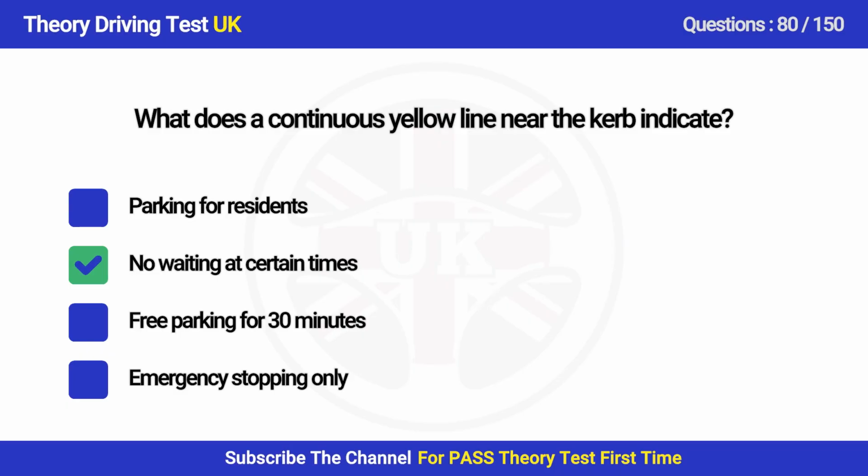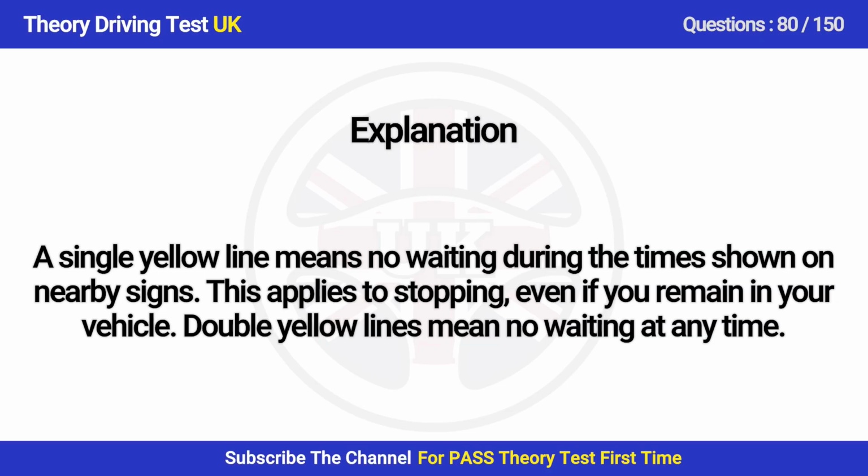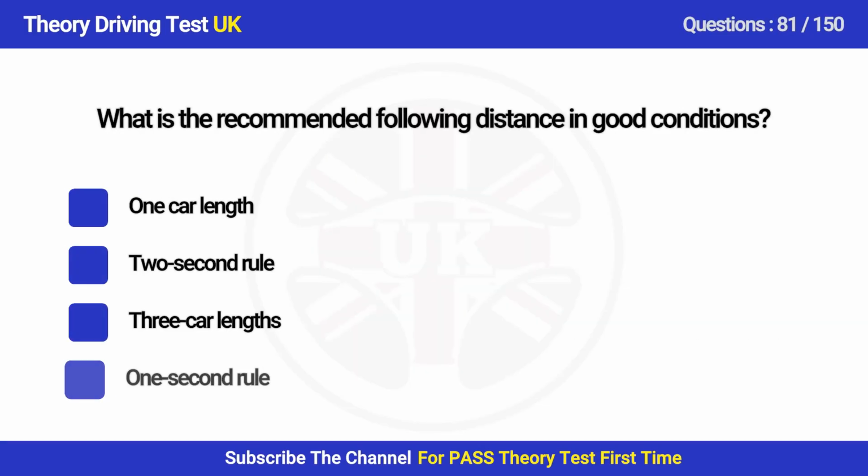Answer is B. No waiting at certain times. A single yellow line means no waiting during the times shown on nearby signs. This applies to stopping, even if you remain in your vehicle. Double yellow lines mean no waiting at any time. Question 81. What is the recommended following distance in good conditions?